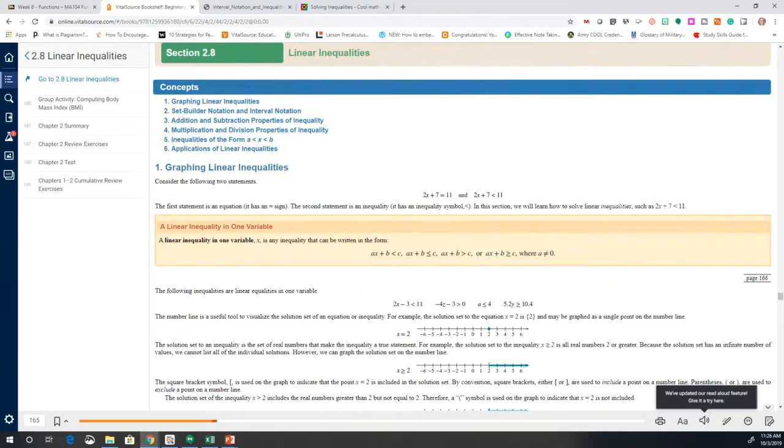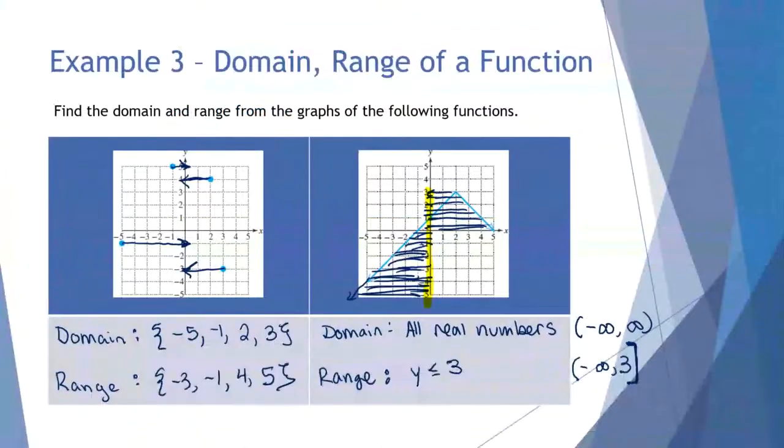So that's what you need to know for this week. You'll learn more about domain and range in more detail if you go to college algebra. The most important thing I think this week is just understanding the function notation.